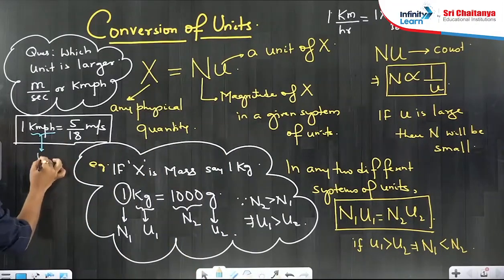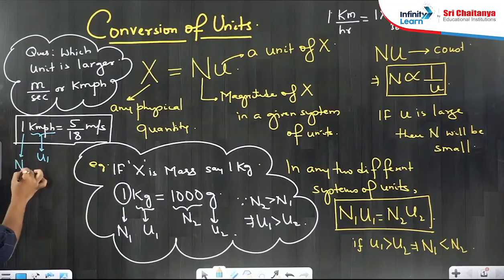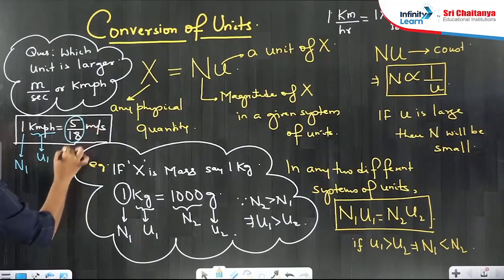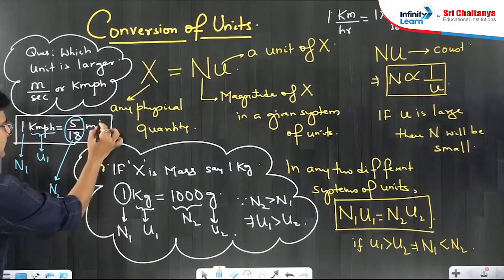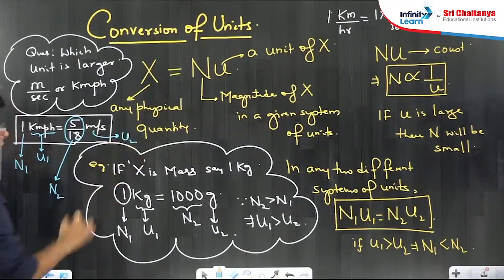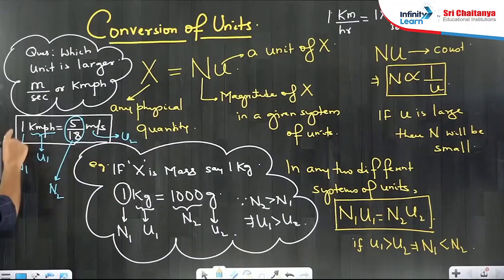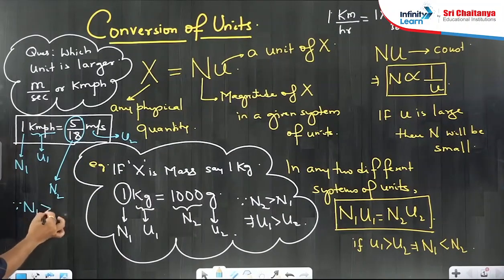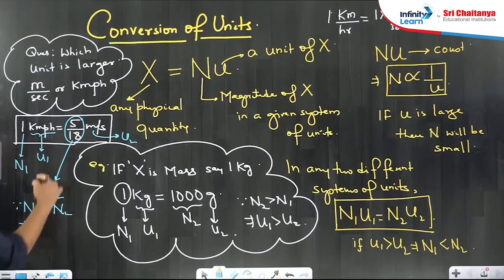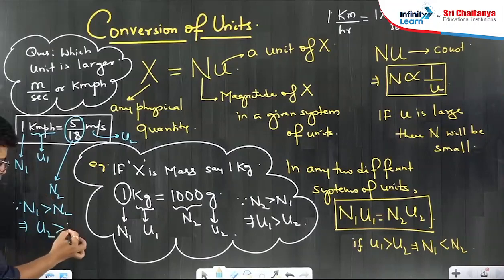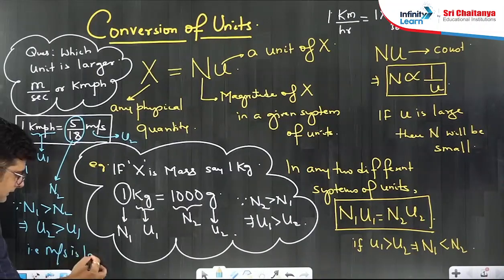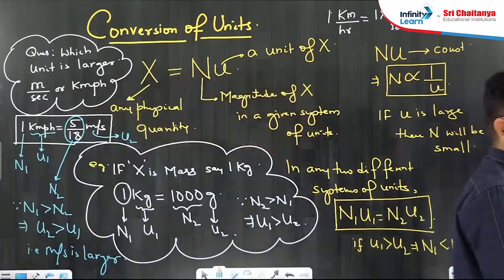So 1 kilometer per hour is 5 by 18. Now tell me, from here this is unit 1 and this is N1, this is N2 and this is unit 2. Which value is more? 1 is more than 5 by 18. So N1 is greater than N2. If N1 is greater than N2, which unit will be more? U2 will be greater than U1. That means meter per second is larger. Which unit is larger? Meter per second. Did you get the answer?